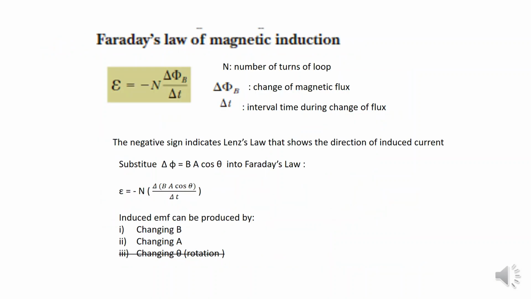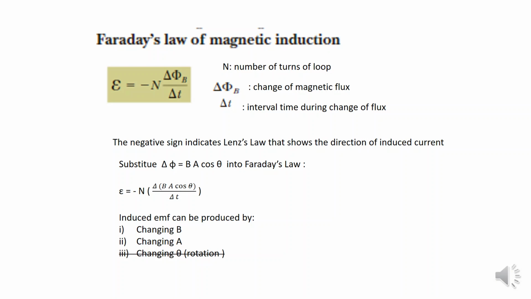Let's go through Faraday's law first before we proceed to more detail about Lenz's law. Faraday's law of magnetic induction states that the induced EMF produced is directly proportional to the number of turns of the loop, and is inversely proportional to the interval time during the change of flux. Meaning, to get the largest value of induced EMF, it must occur in a very short time. Now, the negative sign indicates Lenz's law, which shows the direction of the induced current.